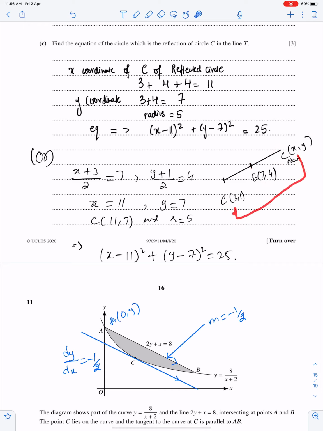So (x plus 3) upon 2 is equal to 7, and (y plus 1) upon 2 is equal to 4. So x is 11, y is 7. So the new center is (11, 7) and the radius is 5. So the equation of the new circle will be this.